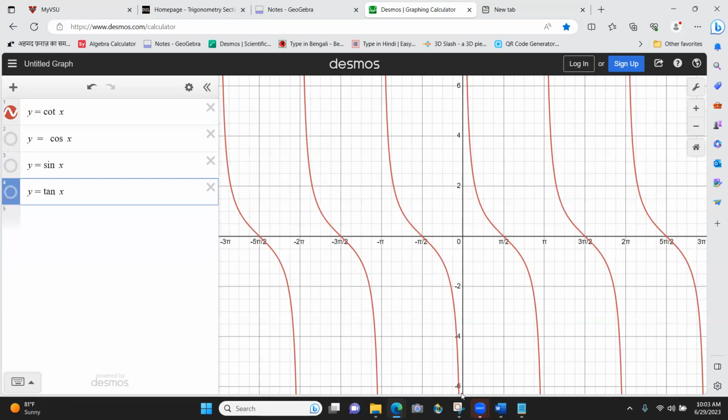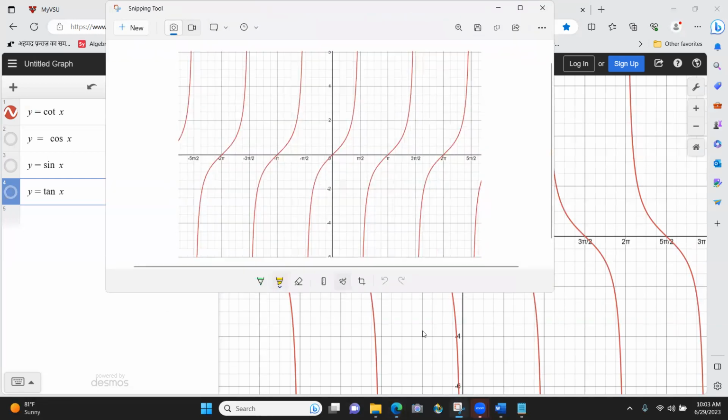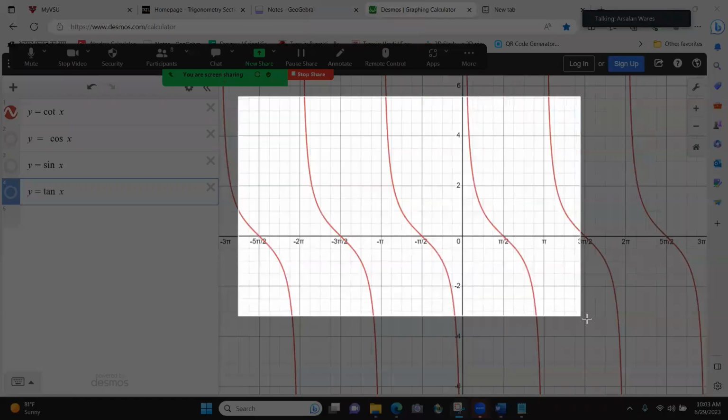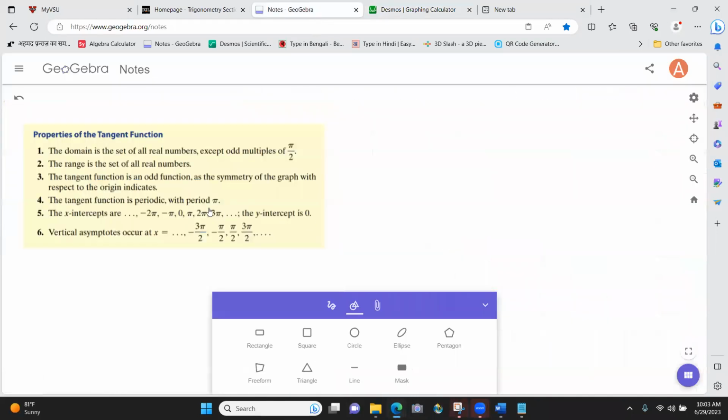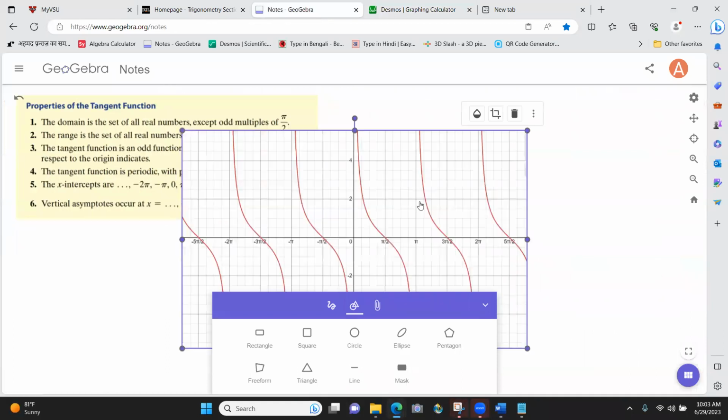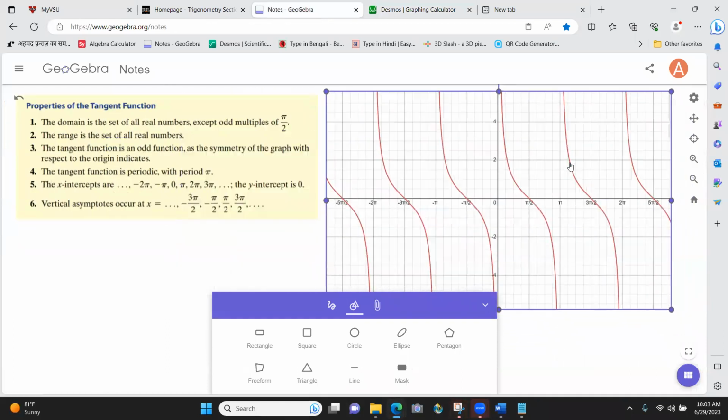Let's grab this and take it to our slide where we can write. Where are the asymptotes? So let's bring them here. Now this is for tangent, okay? This is for tangent.